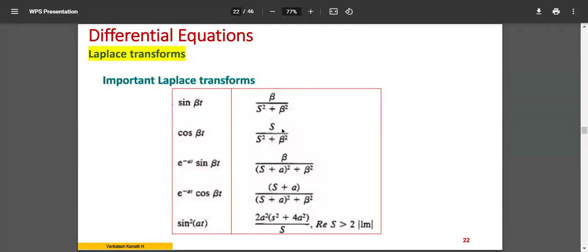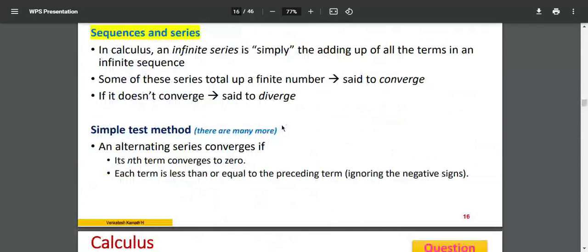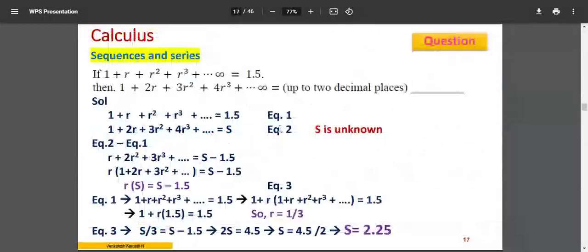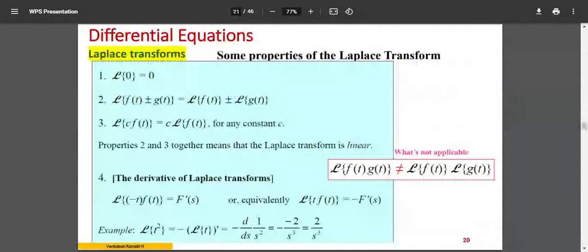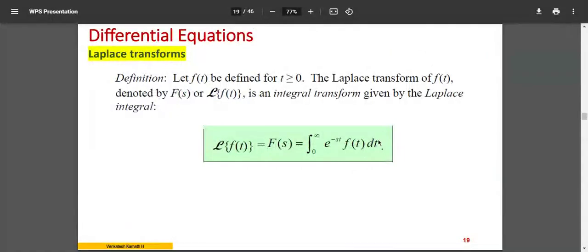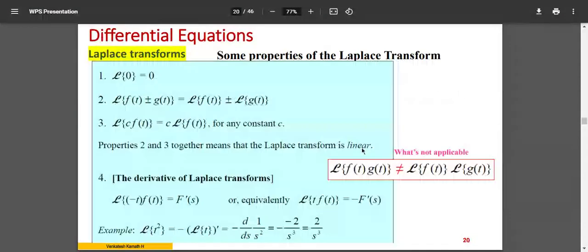S is a variable, don't forget it. S is the Laplace variable. The way you have t as the time variable earlier, here t is the time variable and s is the Laplace variable. So two variables are there.